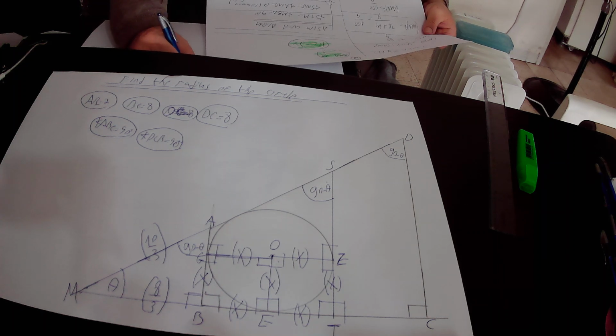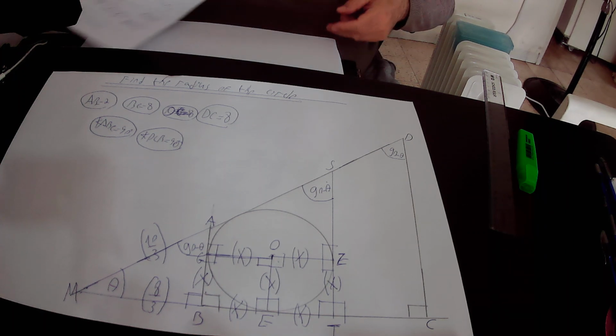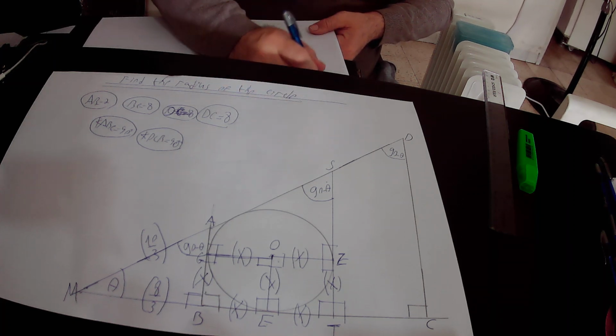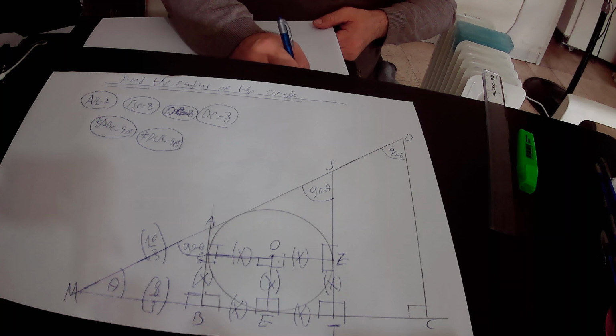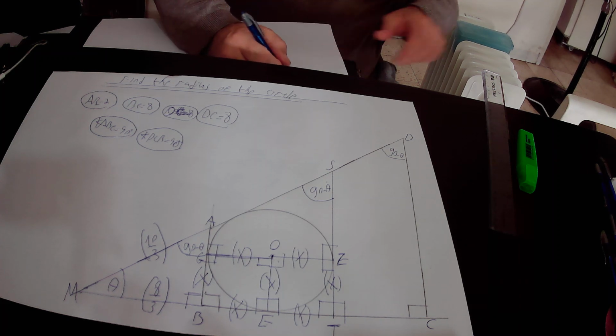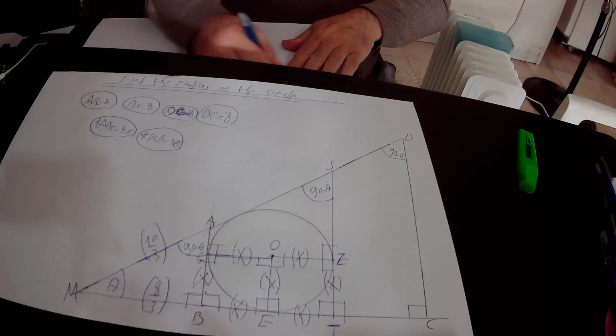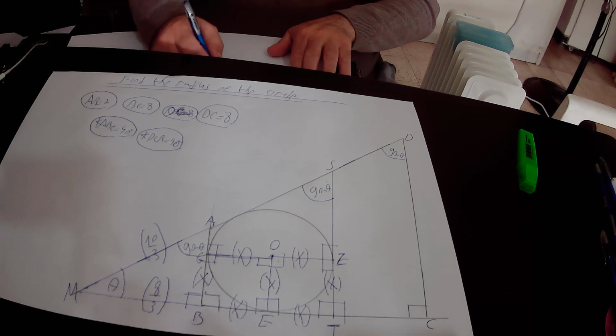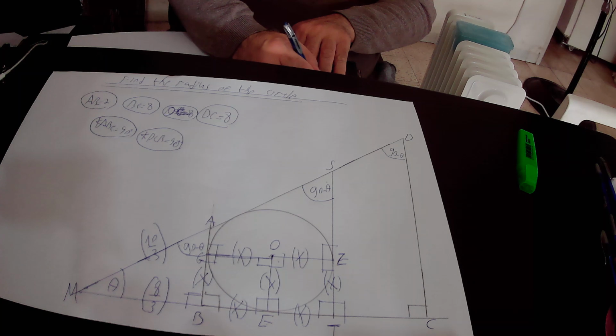So I write it down. The big right triangle STM is similar to the small right triangle MBA according to the angle similarity rule.